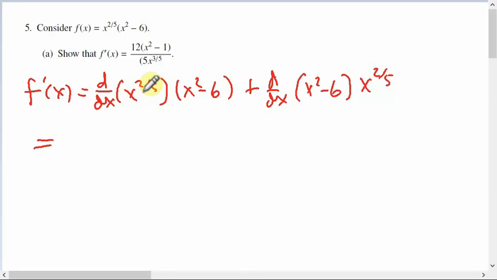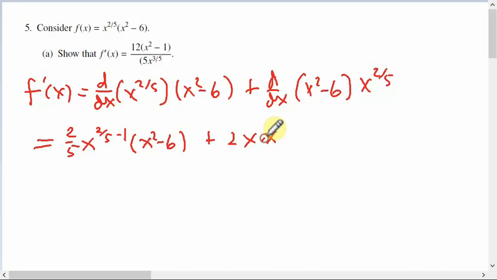Alright, these are just going to be power rule. It's going to be 2/5 x to the 2/5 minus 1. We want to be careful to do this right. And then this is just from the product rule. Derivative of x squared is 2x. Derivative of 6 is 0. So this side I just get 2x times x to the 2/5. Okay, so 2/5 minus 1, that's 2/5 minus 5/5. This exponent is going to become minus 3/5. So that's what's going to be there.